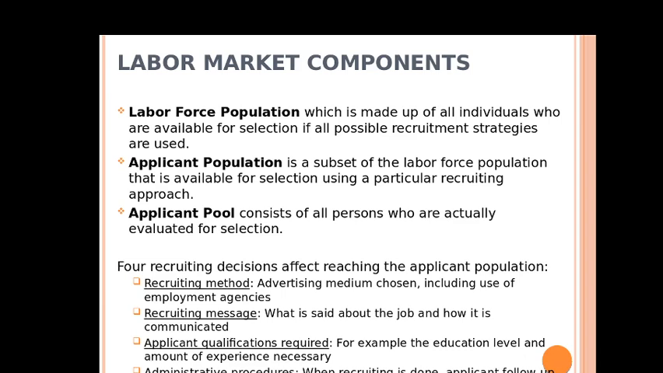Fourth, administrative procedure. Would the applicant need to follow up? Would the applicant need to submit an application letter, or a resume, or a curriculum vitae? There is a difference between a resume and a curriculum vitae. I hope you are able to research that one, as I may require you to create a curriculum vitae or a resume.